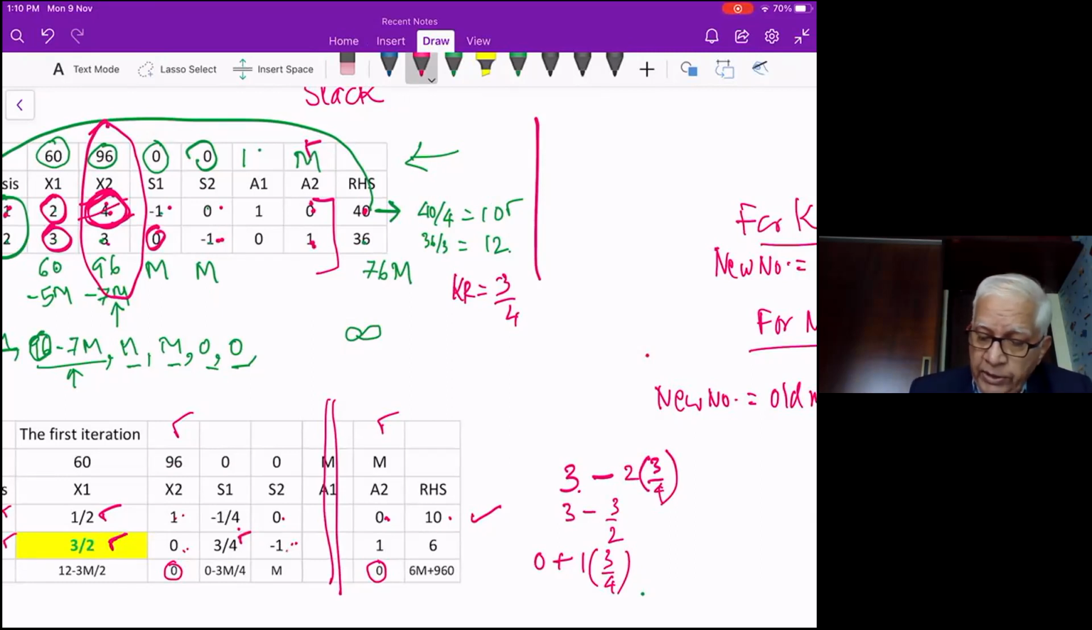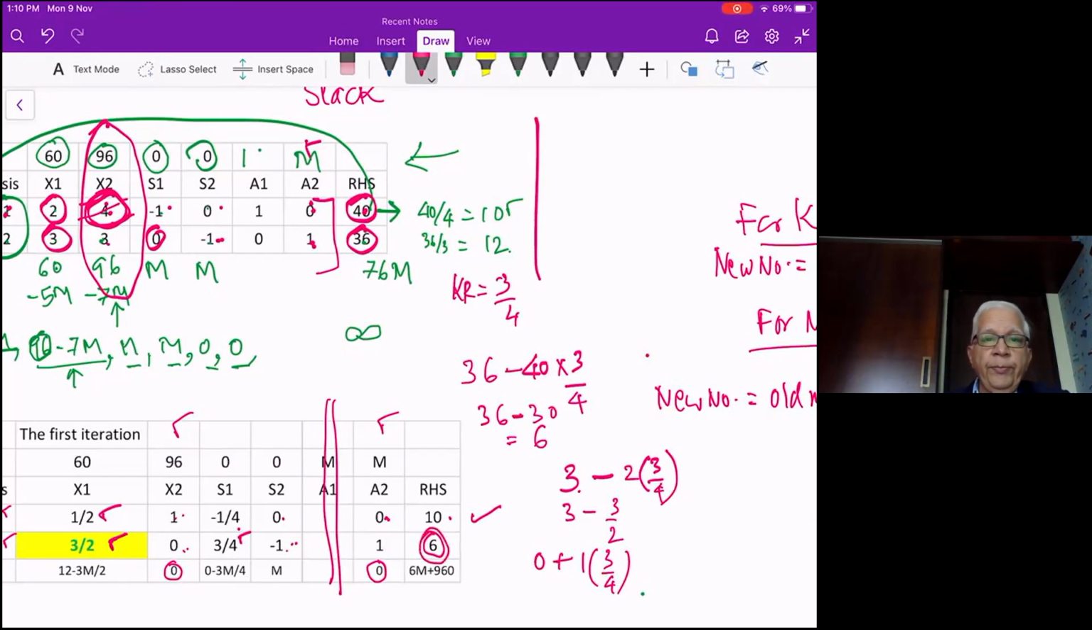Now this number 6, how do we calculate this 6? This number which is coming in place of 6, how is it calculated? Old number is 36, minus corresponding number in the key row, which is 40, multiplied by key ratio, which is 3 by 4. 3 by 4 into 40 is 30. Therefore, 36 minus 30 is equal to 6. So this is how the 6 has come up. Okay. So this table is complete.